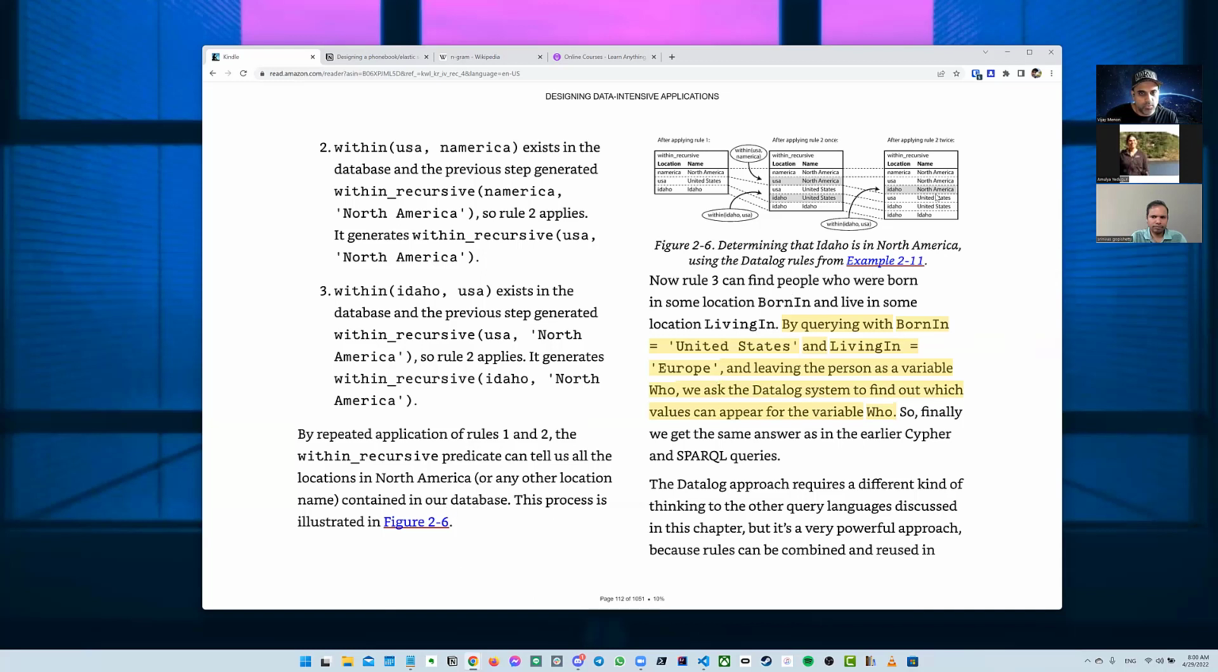Then rule 3, when it's applied, can find people who are born in the same location using the born in filter and live in some location, living in. So by querying born in United States and living in Europe and leaving the person as a variable who, we can ask DataLog to find out which values appear for the variable who. So it's just this kind of recursive language.